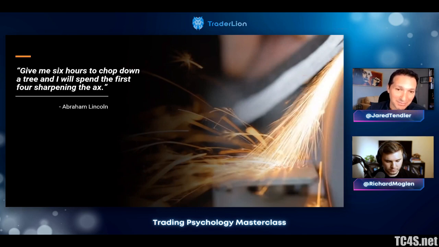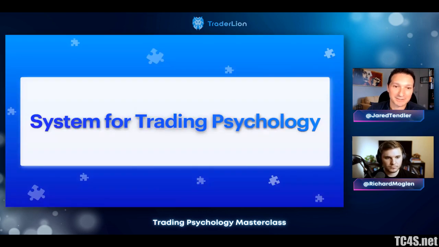And that means you've got to sharpen your axe. Our good friend here, Abe Lincoln, sums up, I think, how you need to be thinking about this. "Give me six hours to chop down a tree, and I will spend the first four sharpening the axe." That's what we're going to do. Let's start sharpening that axe.